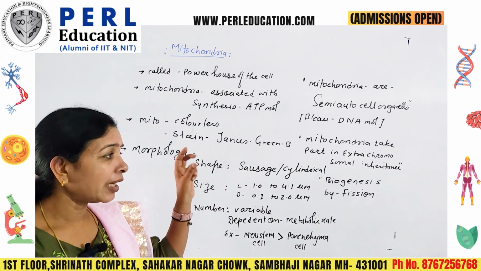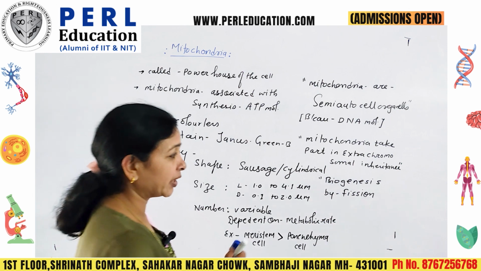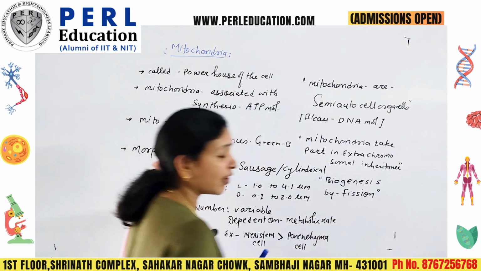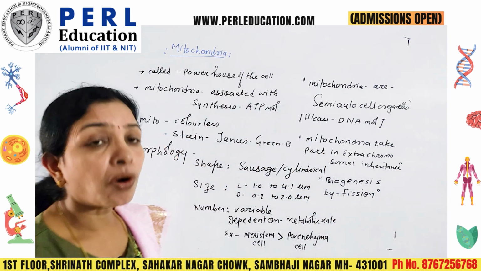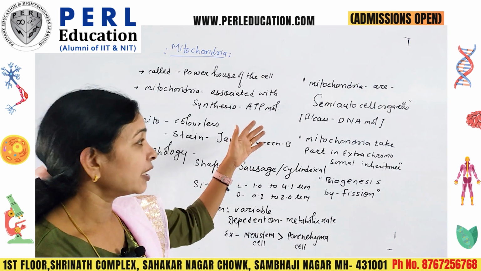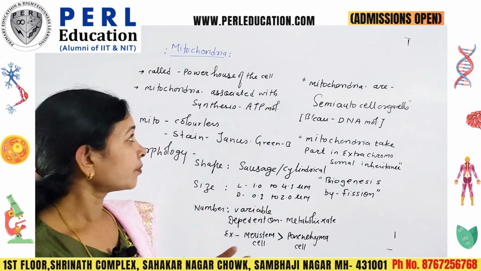So these are the three important hashtag points. Remember them. These are specific features not present in all cell organelles. It is present in mitochondria.